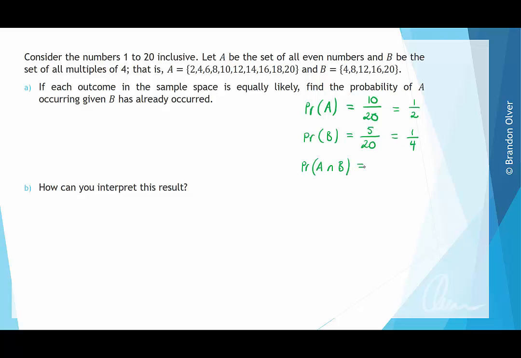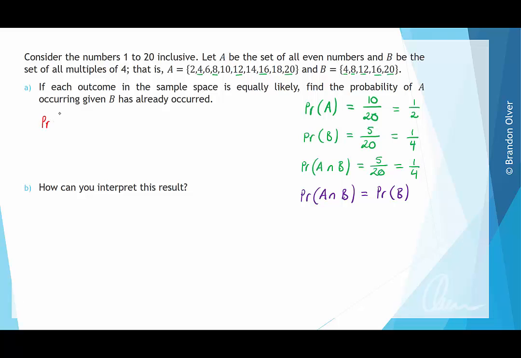And then finally we have the probability of A intersecting B. If we have a look at A intersecting B, we can see that B has 1, 2, 3, 4, 5 elements that all appear in list A. So the probability of A intersecting B is 5 over 20, which also equals 1/4. So we actually know, and this is what we're going to interpret in a moment, that the probability of A intersecting B is equal to the probability of B.